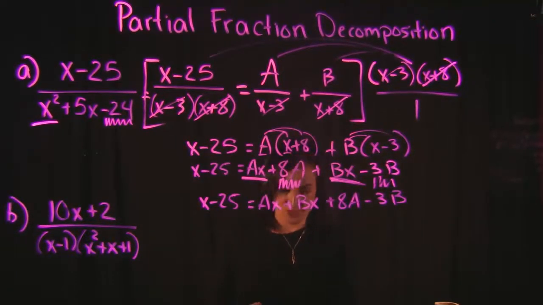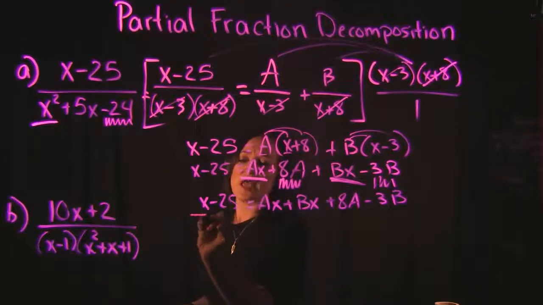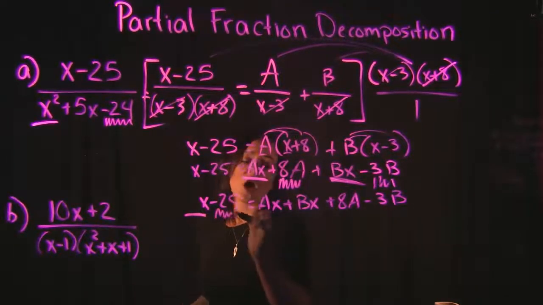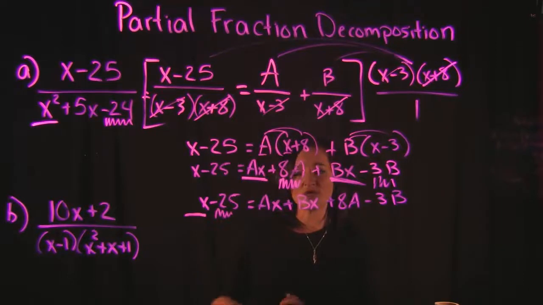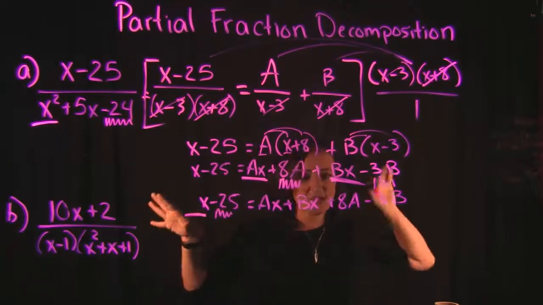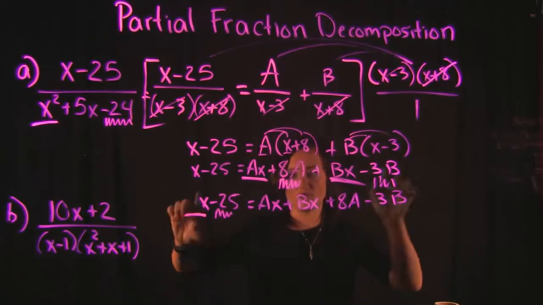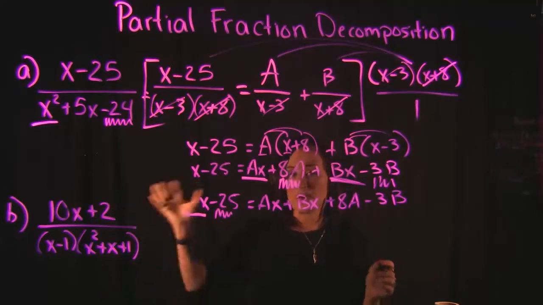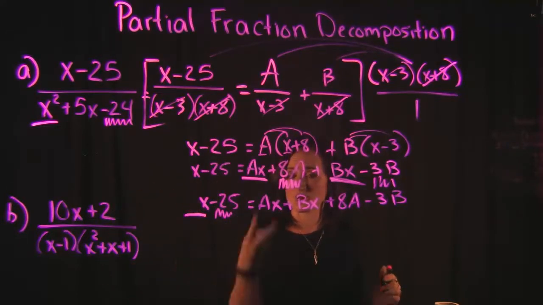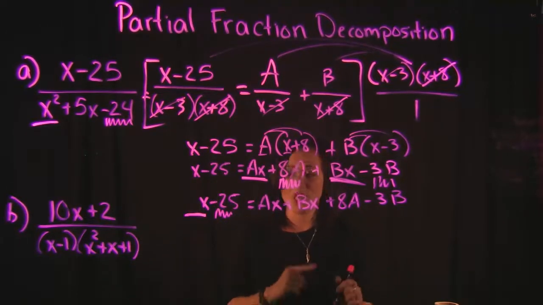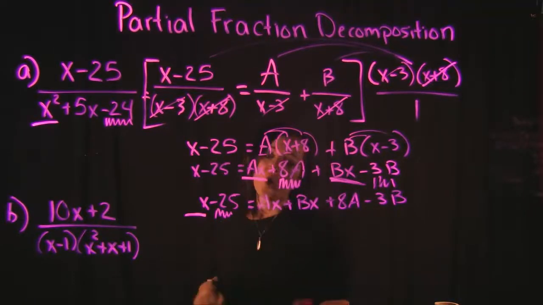Now what we're going to do is set up a couple of equations to help us solve this. We're going to create a system of equations, and this is how you do that. You take a look at the left-hand side. You have an x term, and then you have a constant term. So we're going to take something from the left, set it equal to something from the right for our x terms, and then do the same thing for the constant term. So we're going to come up with two equations.